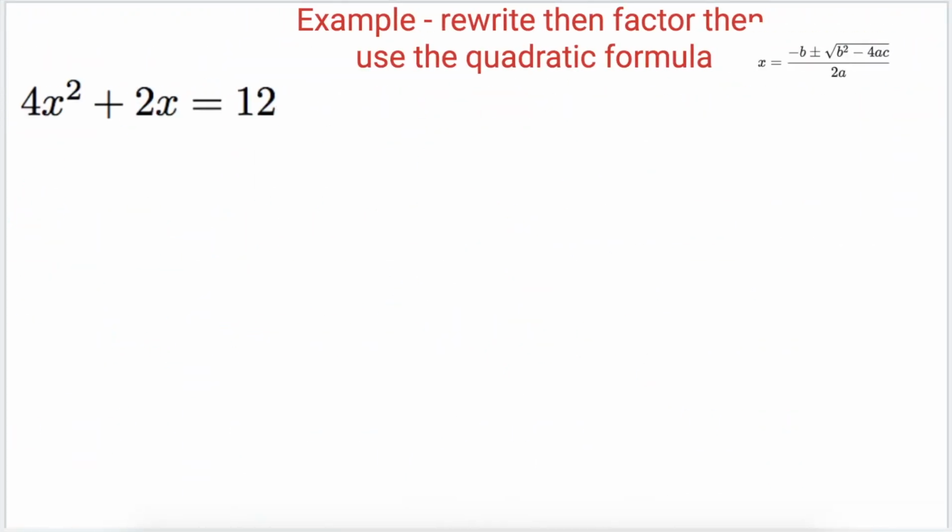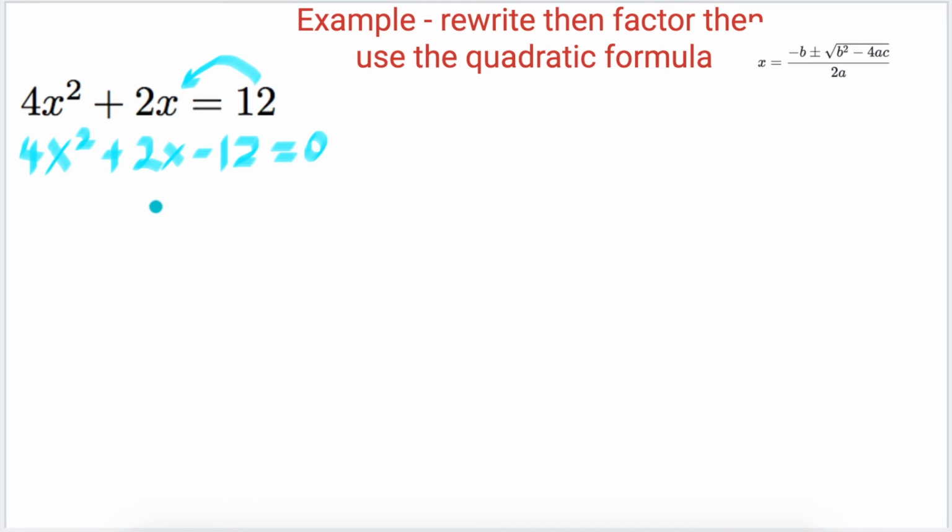All right, here's the final question, and in this question we need to rewrite and then factor and then use the quadratic formula. So the question says 4x squared plus 2x equals 12. So we notice that the 12 is on the right side, so we need to move it over to the left side. Since it's positive, once we move it over to the left side, it becomes negative 12, and then it's going to be equal to 0.